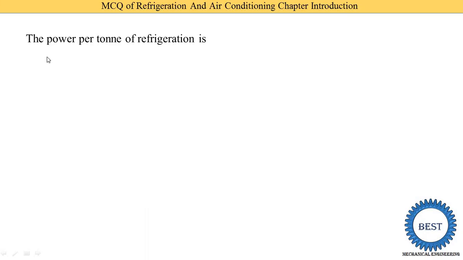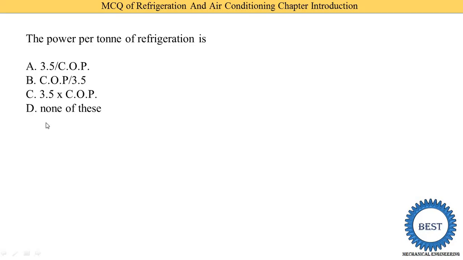The power per ton of refrigeration is, here the power is being asked. Power per ton of refrigeration means refrigeration is equal to 1 ton, and we know that 1 ton is equal to 3.517 kilowatt. Now option A is 3.5 divided by COP, option B is COP divided by 3.5, option C is 3.5 into COP, and option D is none of these.